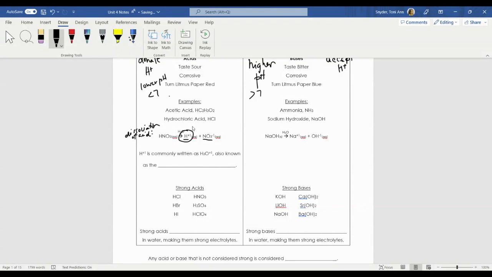Here's the dissociation of a base. So here's sodium hydroxide dissociating into its ions.